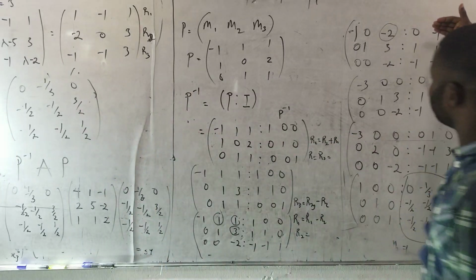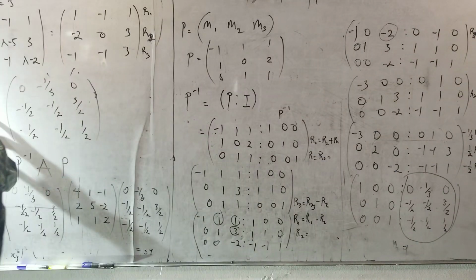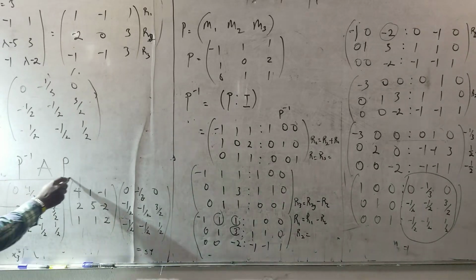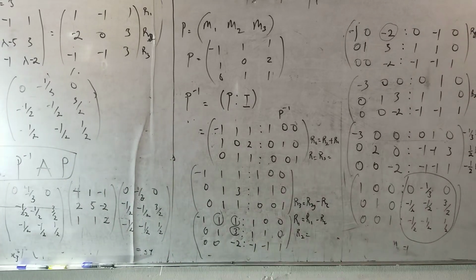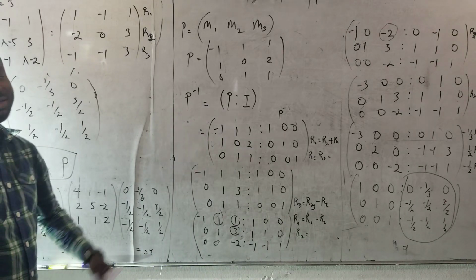I do the row reduction, which is looking for that. I got my P inverse to be this. From there, this is what is called the diagonal of the given matrix. And by this time, I can now multiply and move on. And that is all about this.